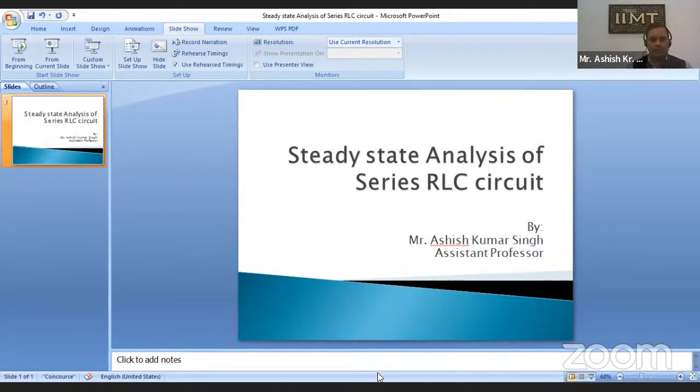Today I'm going to present a topic that is steady state analysis of series RLC circuit. When we are analyzing series RLC circuit and want to know what is its behavior when we connect a single phase AC supply, how it behaves, how much current it will draw from the main supply, what is the phase relation between voltage and current, and what amount of power is actually consumed.